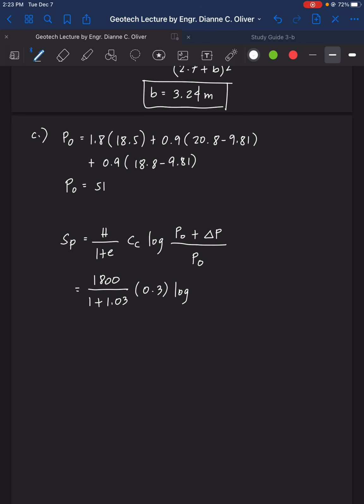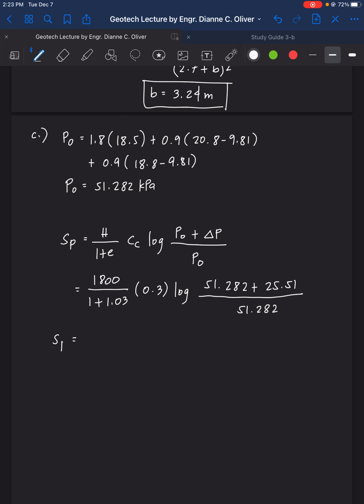51.282 kilopascal. So we have now our P sub O, 51.282 plus, what's our delta P for A a while ago? So we have 25.51, and that is over 51.282.